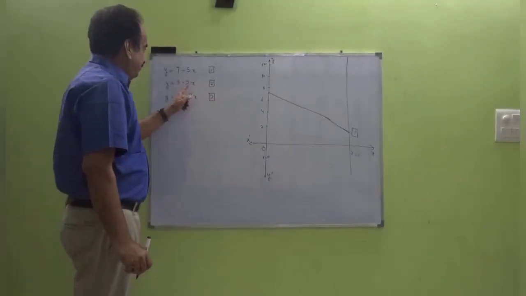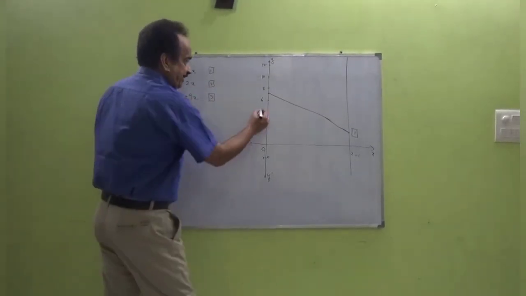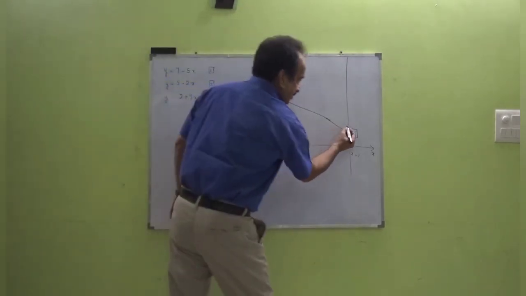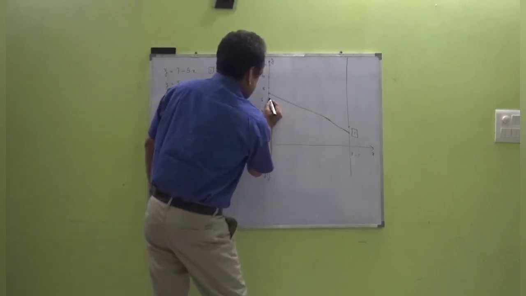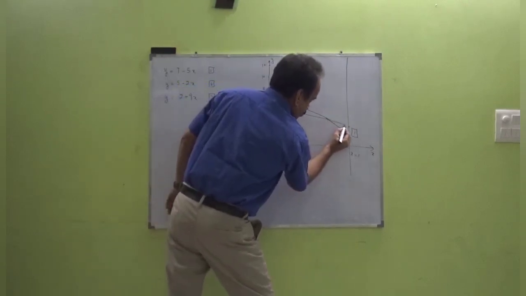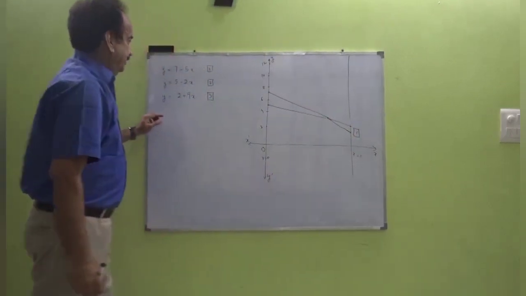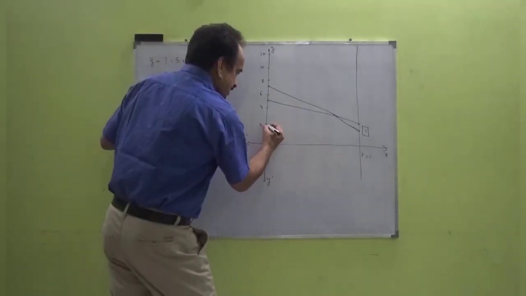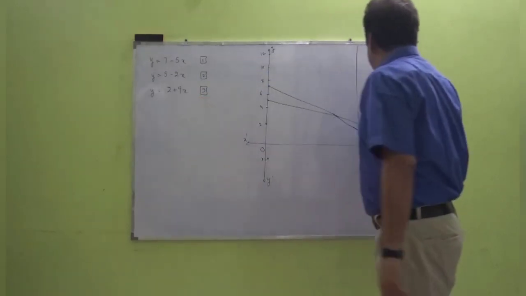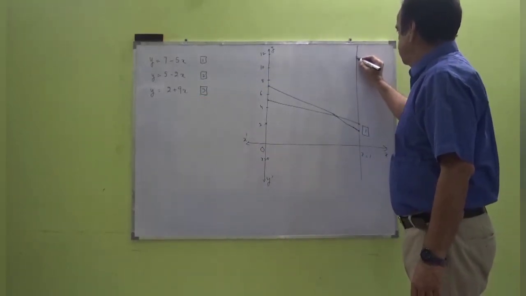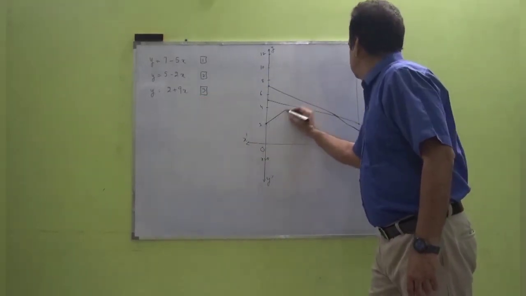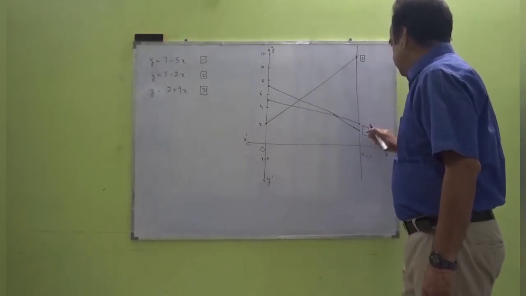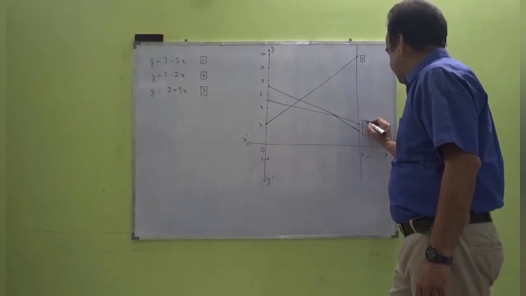On the second line, when x is equal to 0, y will be 5. So this is the point here. And when x is 1, y is equal to 3. It's here. Then just joining these two, we get this one. The third one is when x is 0, y is 2, and when x is 1, y is 11. So it's somewhere here. Just join this one, and this is the third line. This was the first line and this was the second line.